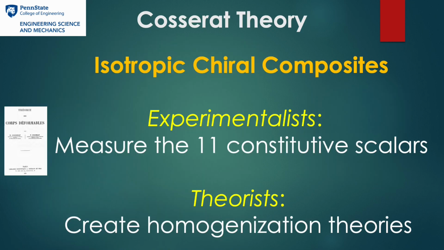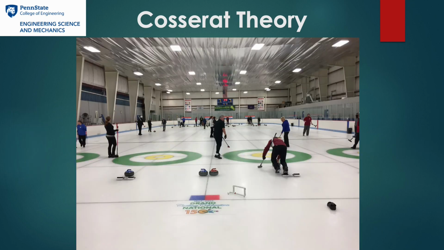I will end by urging experimentalist mechanicians in this group to take up the problem of measuring all 11 constitutive quantities of isotropic chiral composites. I will also urge theoretical mechanicians to create homogenization theories for the same composite materials. Both of these tasks have been accomplished in electromagnetics, but not in elastrodynamics.